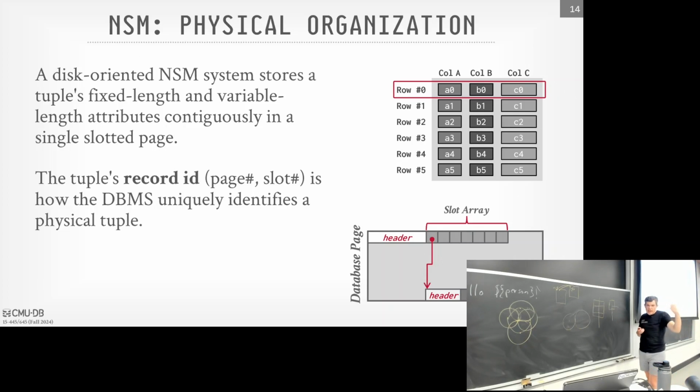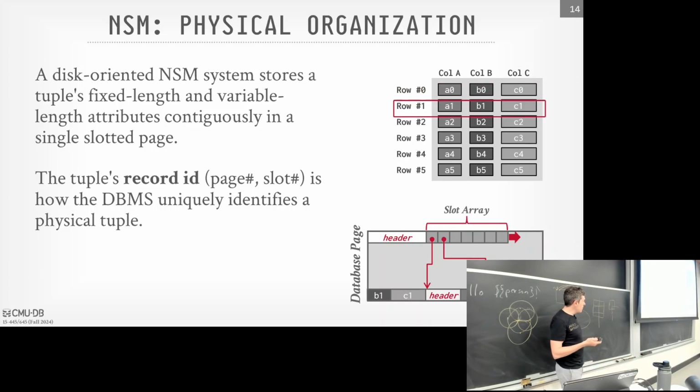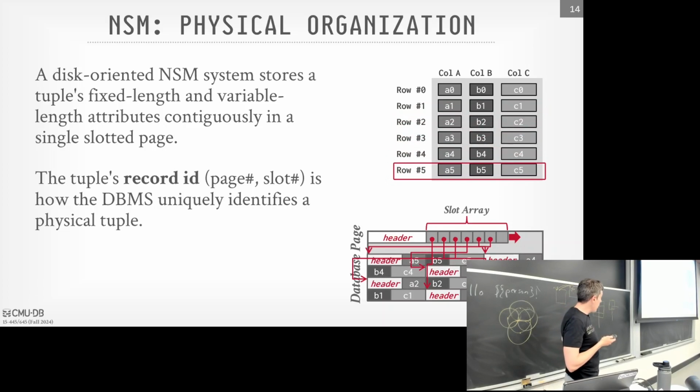And so as I scan down and insert all this data from this table, I'm just filling it up one after another and adding pointers in the slot array. So again, if I want to go select star from where username equals Andy, I have some data structure that gets me to this page, and then I jump to some offset and read all the bits that come after that. And that's going to be all the data that I need. And I don't need to jump anywhere else.